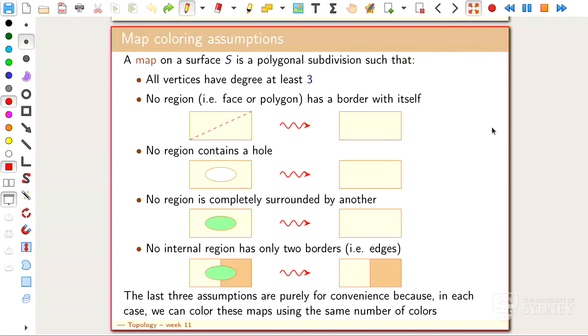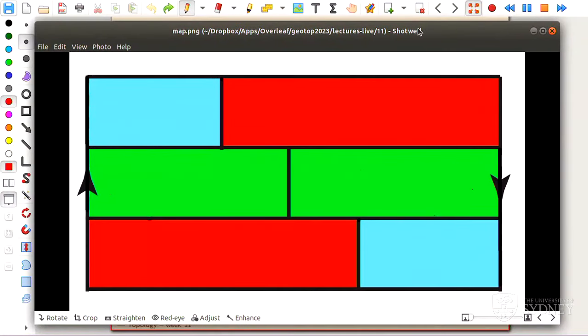The first one is I don't want anything having a border with itself. So let me show you an example of something that has a border with itself. We kind of rule that out. That's a bit annoying. Okay, so what do you see? Well, you have an arrow on the left, it points up. You have an arrow on the right, here, points down, and nothing else.